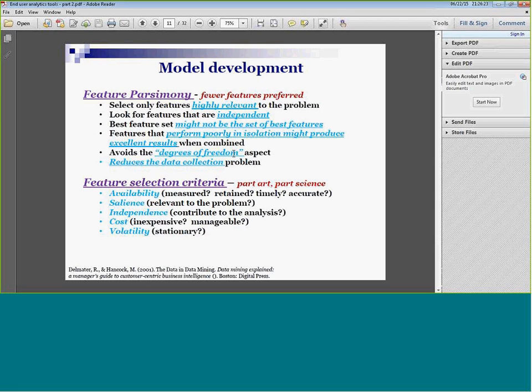And so this becomes, I wouldn't say a guessing game, but a little bit of trial and error, a little bit of science behind it. But you want to look for what we call feature parsimony. Use only the key features.